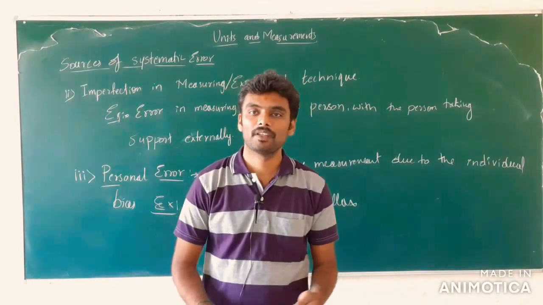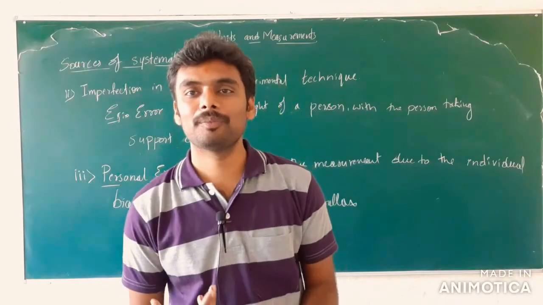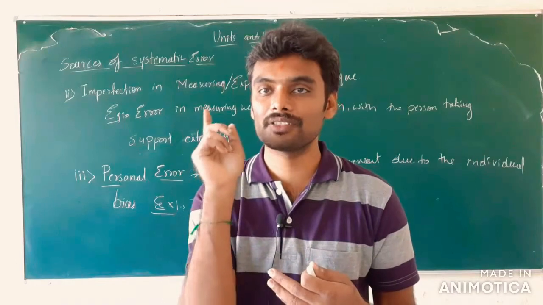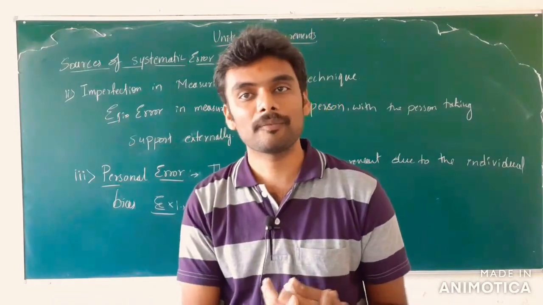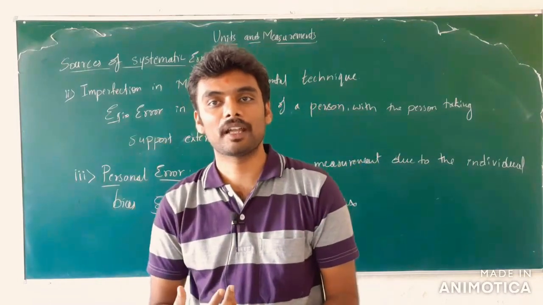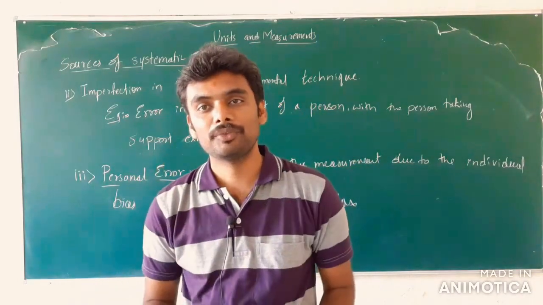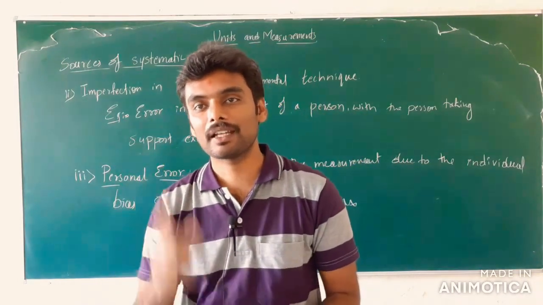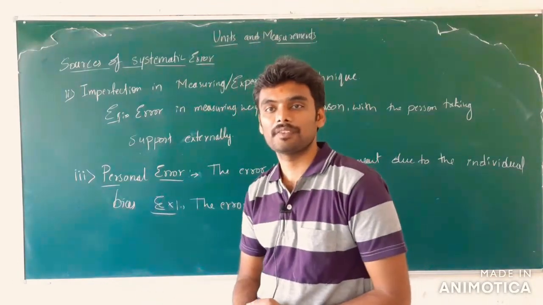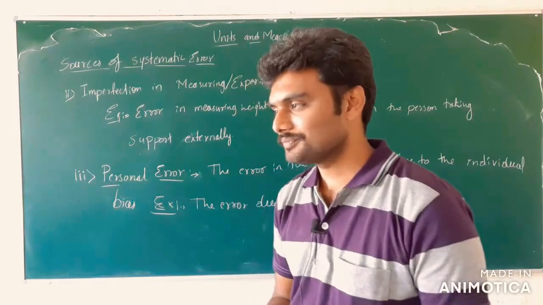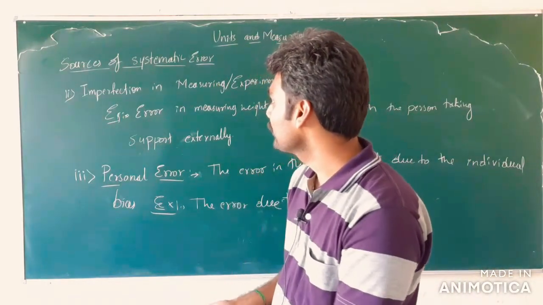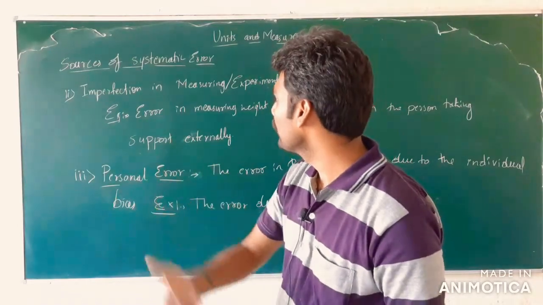Clear with this? So this personal error can be obtained even if a single person himself is measuring with the right eye closed once and the left eye closed the other time, even then he can observe different readings, and that kind of error is considered to be personal error. Okay, so now this is about 3 different sources of systematic error, and we'll move ahead now.